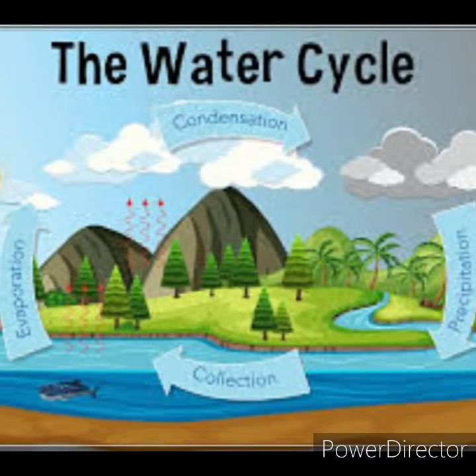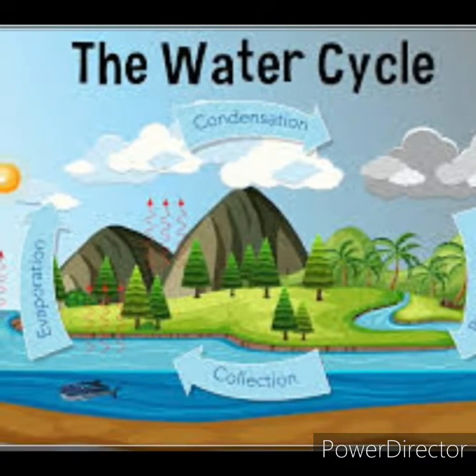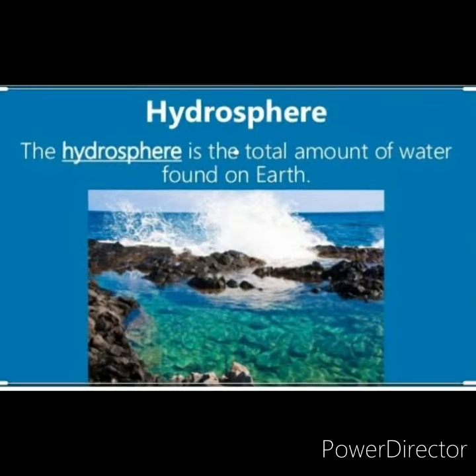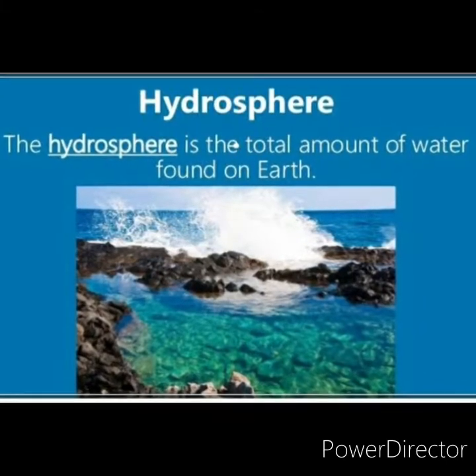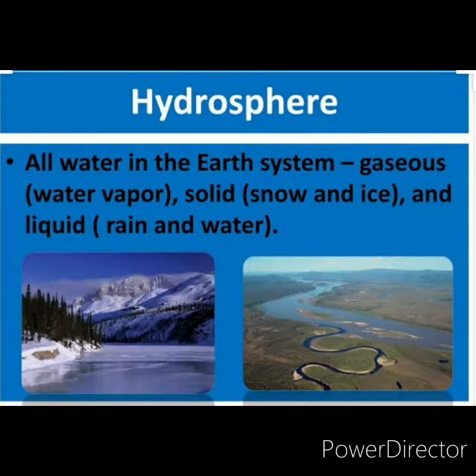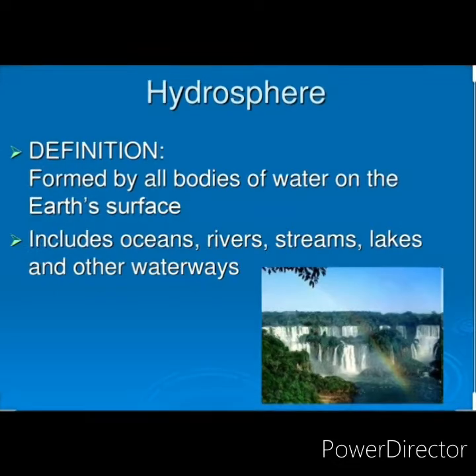Hi kids. In today's session you are going to learn about the hydrologic cycle. Water is one of the most important elements on earth. All plants and animals need water for survival. That we know very well, isn't it?